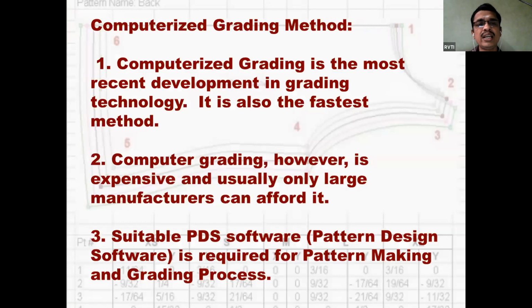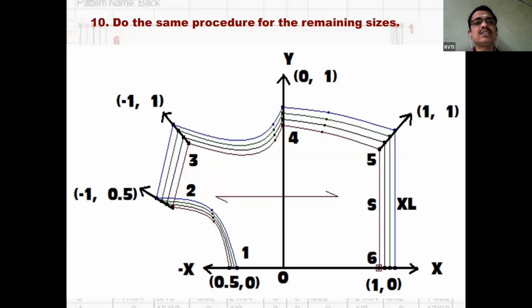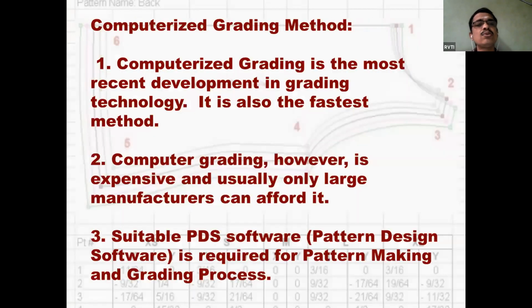The third one is the computerized pattern making grading method. Computerized grading is the most recent development in grading technology. It is also the fastest method. Previously we have seen three methods: the cut and spread method, the radial draft method, and the track shift method. These are manual methods. Another technique is the computerized grading method.